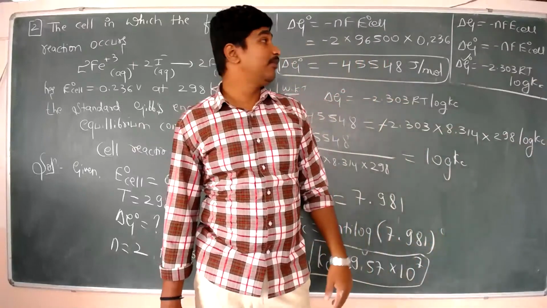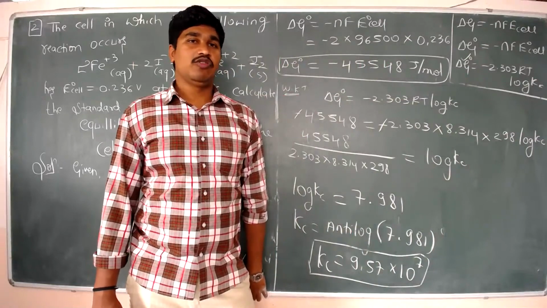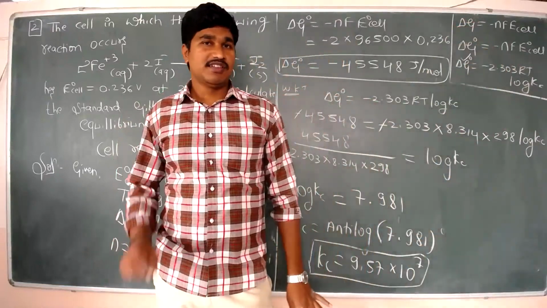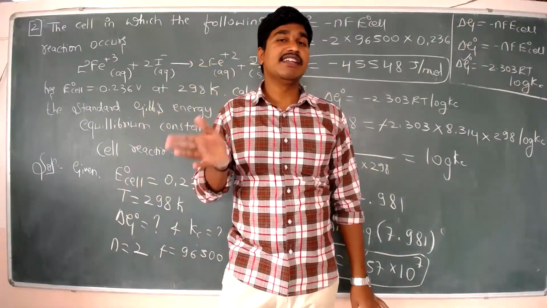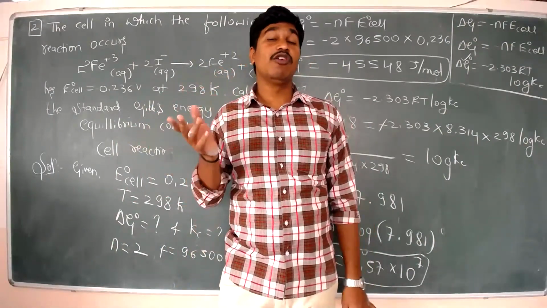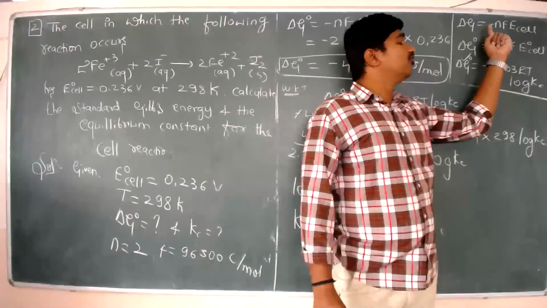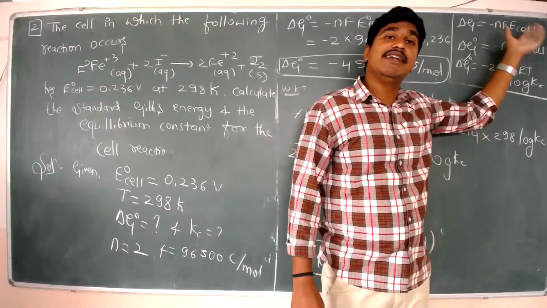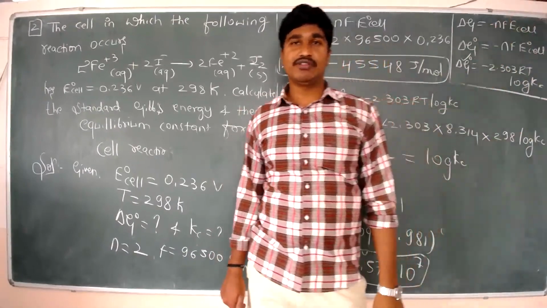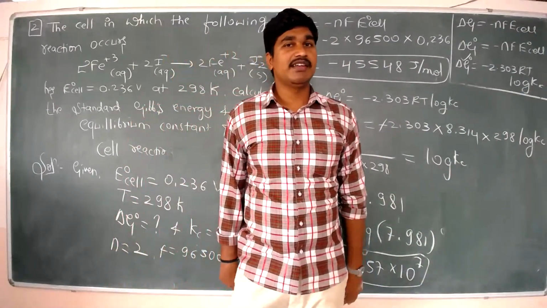Now, he may ask the delta G value by giving the E cell value, or he may ask the E cell value by giving the delta G value. Using this formula, you can calculate the delta G value. Just remember, the reaction is feasible only when E cell is positive, and not feasible only when E cell is negative. If E cell is positive, delta G is negative into positive, which is negative, so the reaction is feasible. If E cell is negative, negative into negative is positive, delta G is positive, and the reaction is not feasible. When delta G is equal to 0, it is at equilibrium.